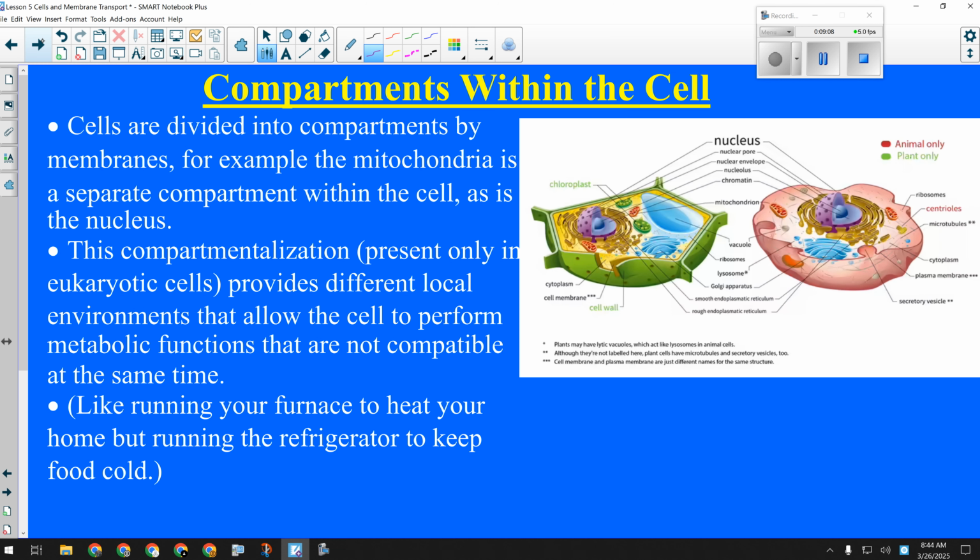Okay, so compartmentalization. Eukaryotic cells, and it doesn't say that here, but it should, okay? Eukaryotic cells, okay, are divided into compartments. Every organelle has its own membrane. Some of them even have double membranes, okay?